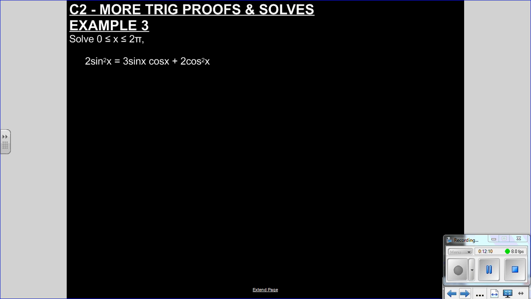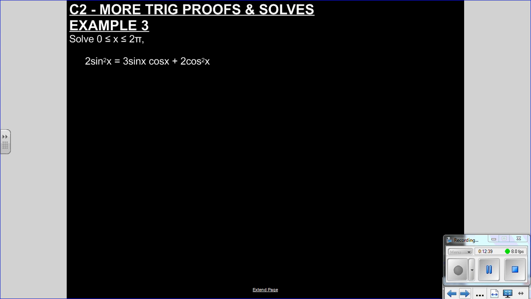This looks tricky, doesn't it? Somehow I've got to solve this thing. I reckon there's going to be links here with cos squareds and sine squareds and stuff, as in the 1 minus cos squared, 1 minus sine squared. Maybe something to do with that. Not sure yet. So we're just going to try some stuff because it looks quite hard.